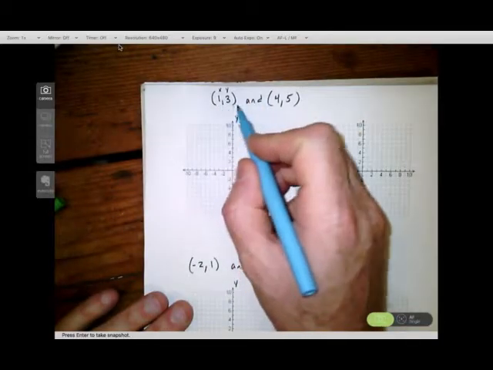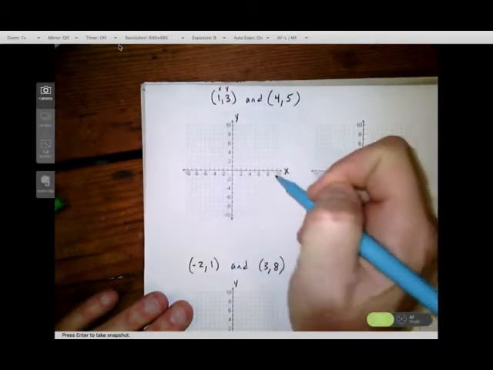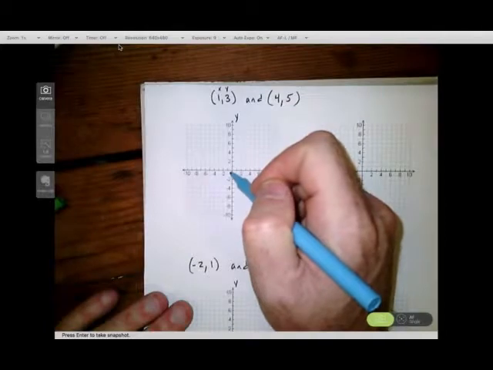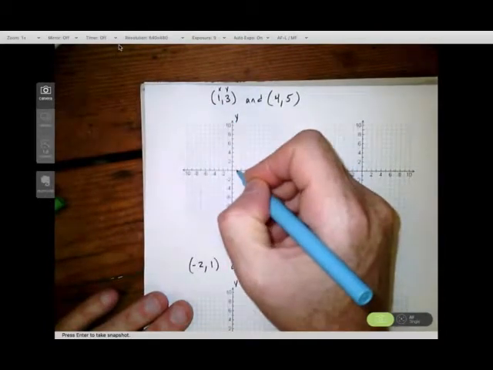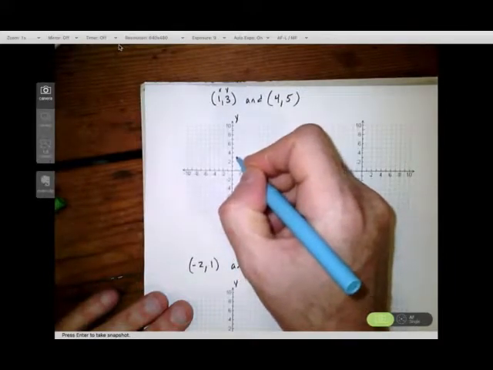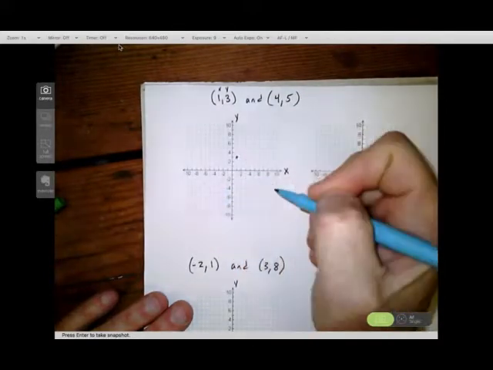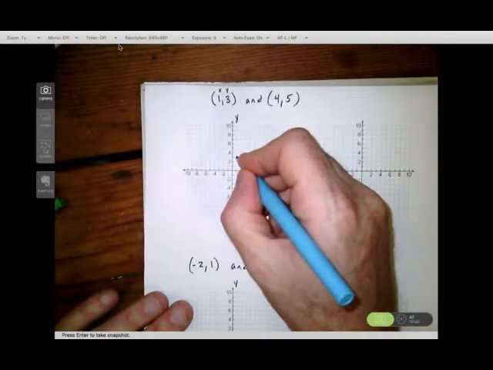Okay, so 2 points. So 1, 3. So remember, we go X and then Y. So we go to the side and then we go up or down. So I go to +1, +3. So that's over 1 to the right and 3 up right here. Over 1, up 3. Okay, there's 1 point.